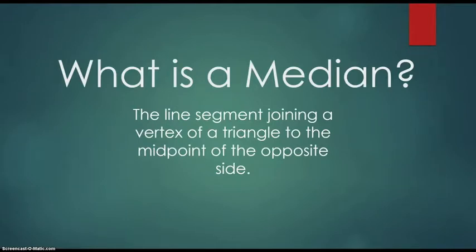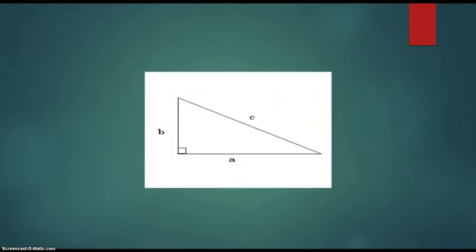I will now teach you how to draw a median. Here we have a right angle triangle. Here's my vertex, and here's my midpoint of the opposite side. I take these two dots and connect them, and I've now created a median. Due to the fact that we did place a midpoint on this side, we are going to put our ticks to show that the two lengths are equal.